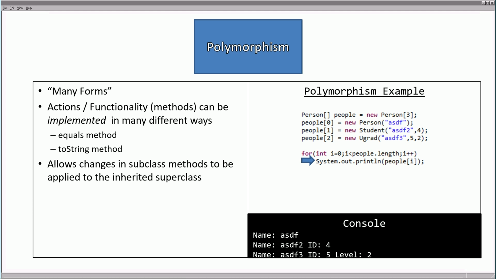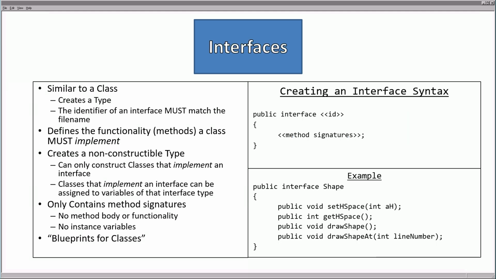The toString method could take many forms. Now, in relation to polymorphism, there is a very important structure called an interface. An interface is very similar to a class. Much like a class, this creates a type that we can use. And also, similar to a class, the identifier of an interface must match the file name. Now from there, interfaces differ from classes.